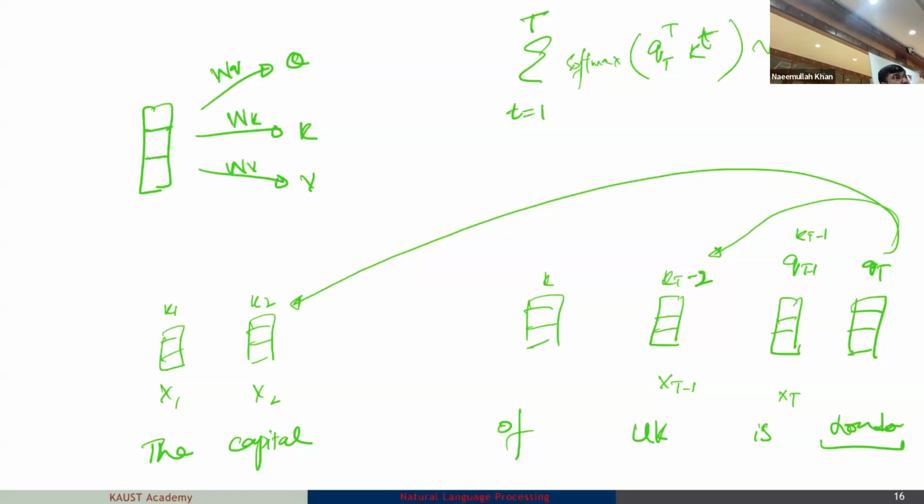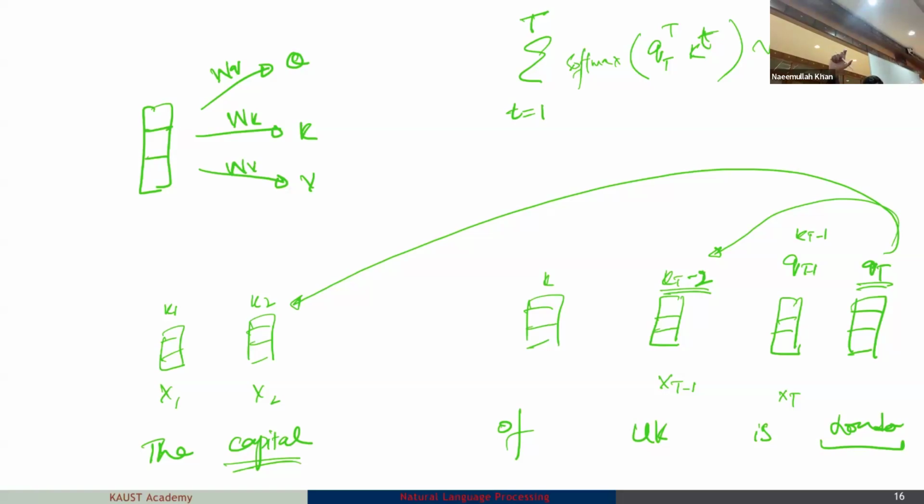And UK will pass the information that I'm currently talking about UK. So this query will ask the question, hey, do you have any modifier for me? The key at t minus 2 will tell, hey, yes, I have a modifier for you, which has the information of the country where London is the capital of. And the key at time 2 will tell it that, yes, I have the information, and the information that I have is that I'm currently talking about capitals of countries.